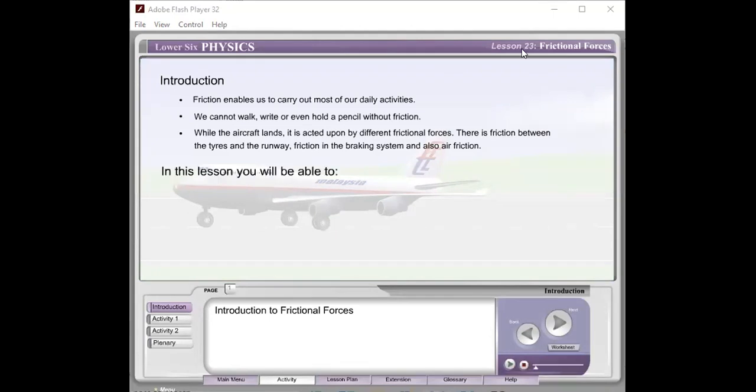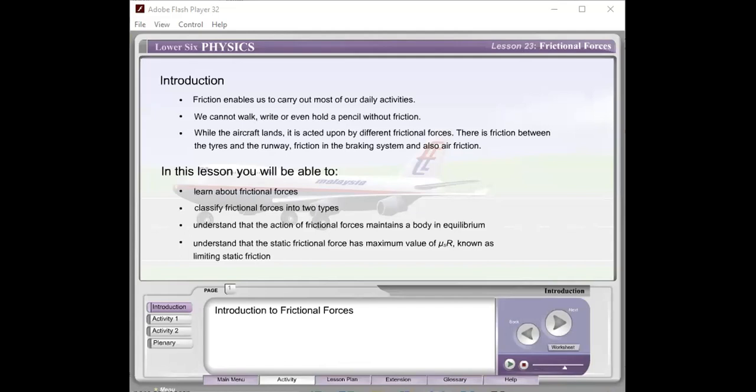In this lesson, you will be able to learn about frictional forces, classify frictional forces into two types, understand that the action of frictional forces maintains a body in equilibrium, and understand that the static frictional force has a maximum value of mu s R, known as limiting static friction.